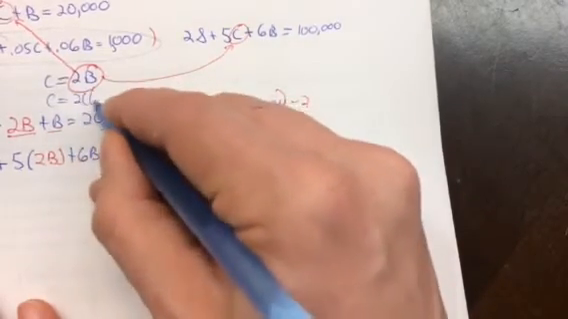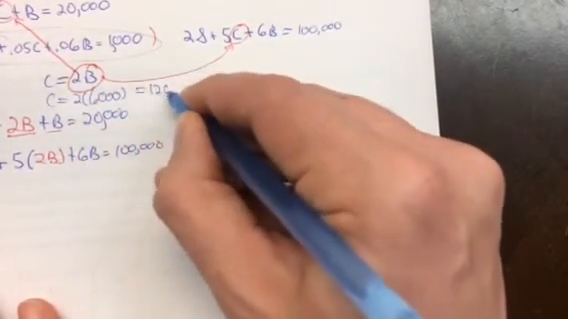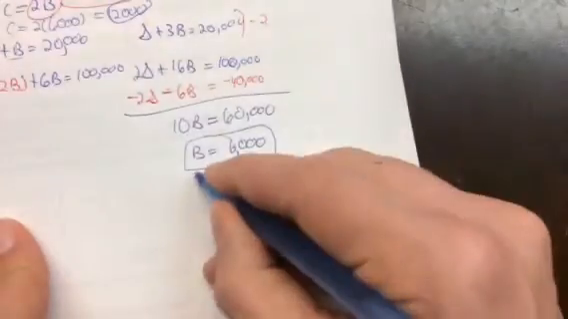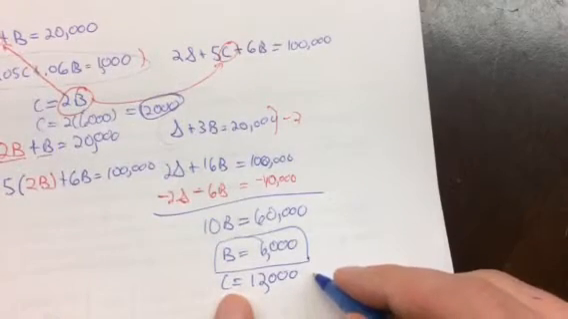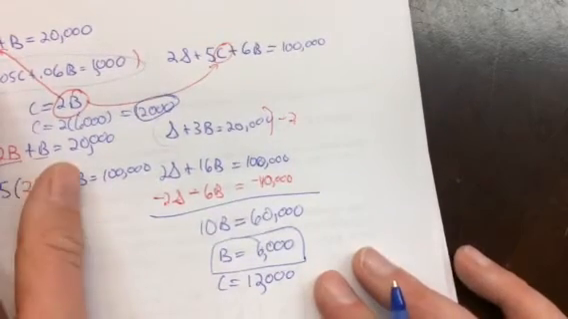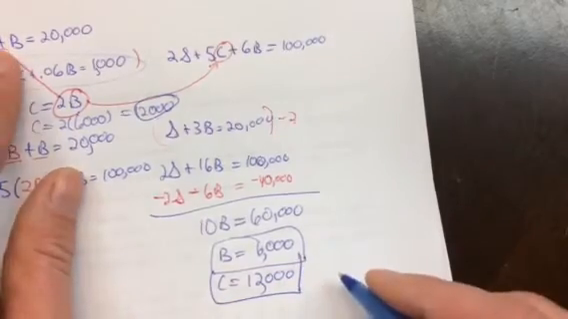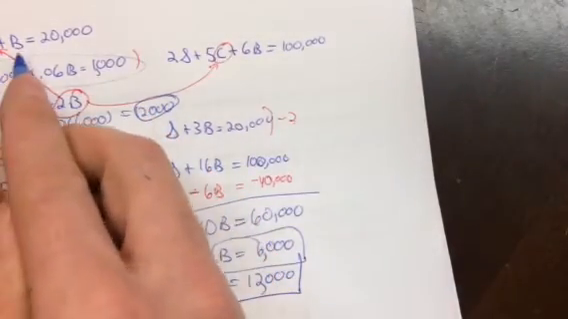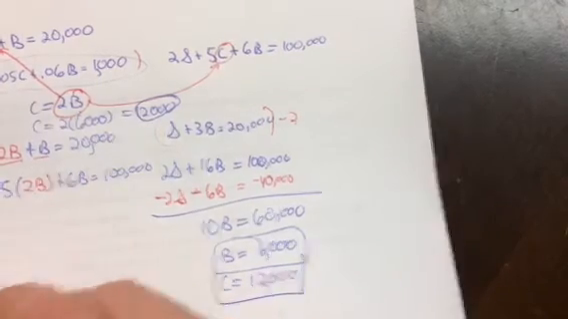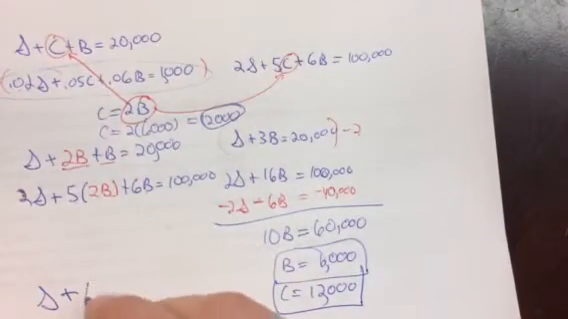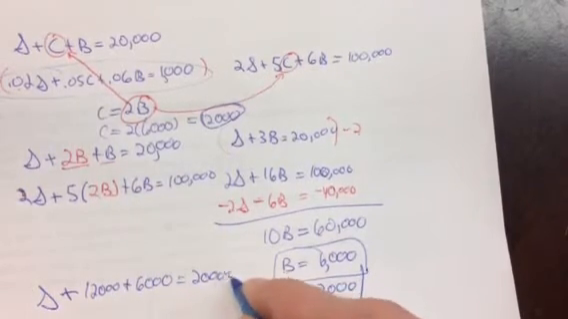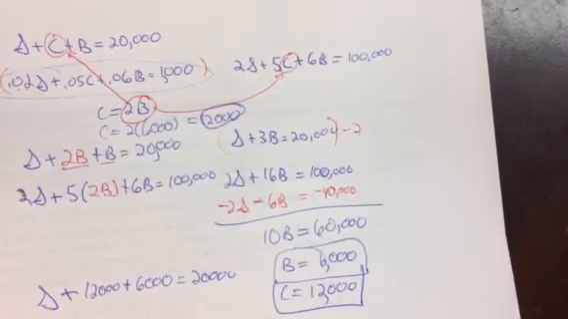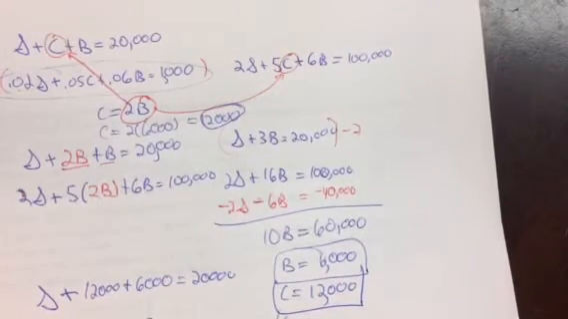C is 2 times 6,000. You could plug it in anywhere, but you always want to find the easy place to plug it in. C is 12,000. And I need to find what S is, and I think I'm just going to go back to this beginning one. We know what B is and C is, so I'm going to plug in C is 12,000, B is 6,000, so S plus 12,000 plus 6,000 gives me 20,000, so I can subtract these over and get S equals 2,000. Again, we want to interpret this solution.